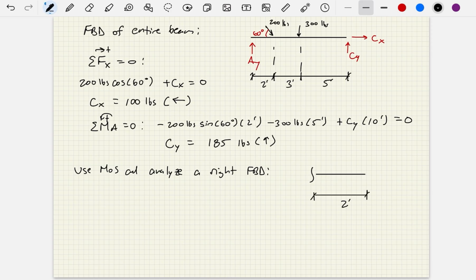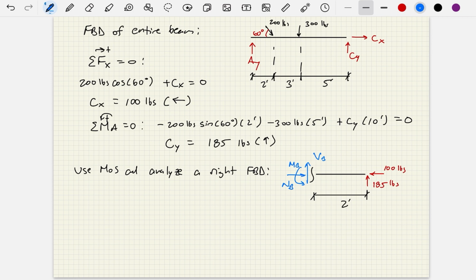And then what do we have going on at C? Well, we calculated that Cy as 185 pounds going up. And then we calculated a Cx of 100 pounds going to the right. And then what's happening at B? Well, I have some things that become exposed, right? So I'm going to have a shear force at B that's now exposed. I'm going to have an axial force, I can call that NB, or normal force at B. And then I'm going to have a moment at B as well, okay?